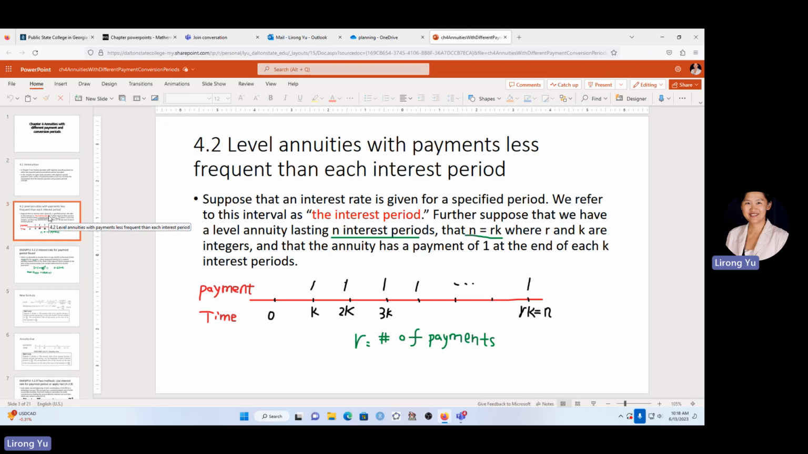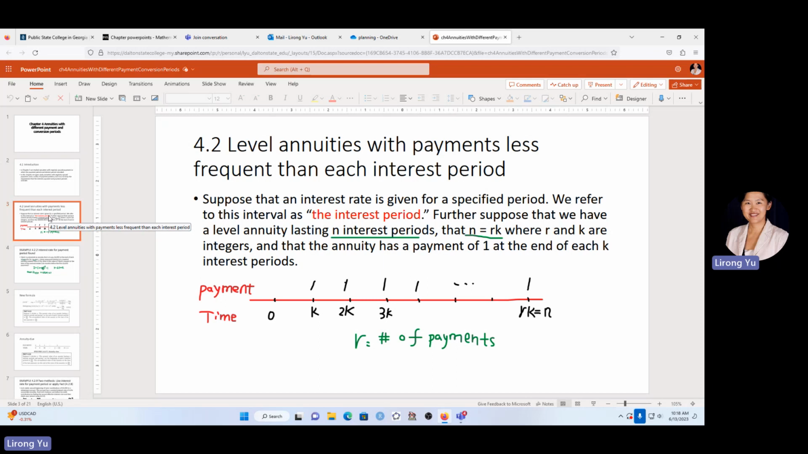So in 4.2, level annuity with payment. So the payments are the same amount, but the payment is less frequent than the interest period. So suppose the interest period is annually, you compound annually, but you're paying it every other year. That will be the situation. So we're gonna try to devise a formula.